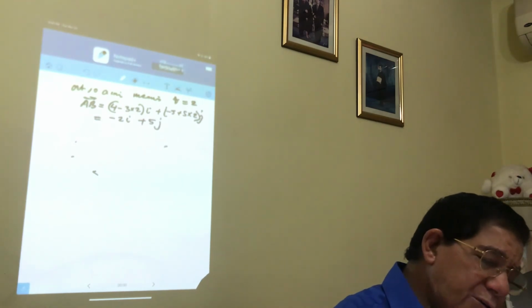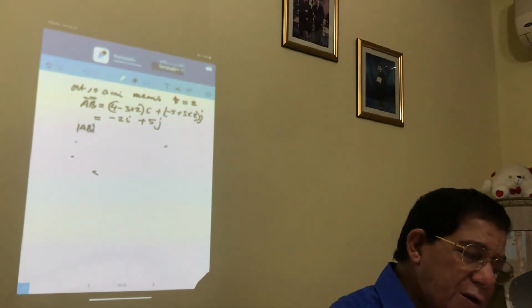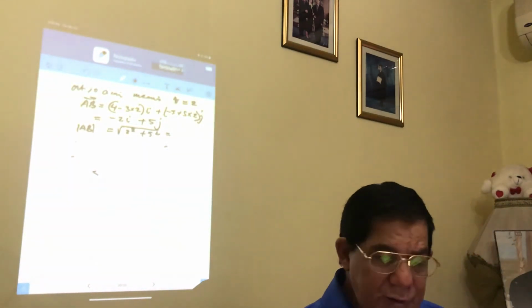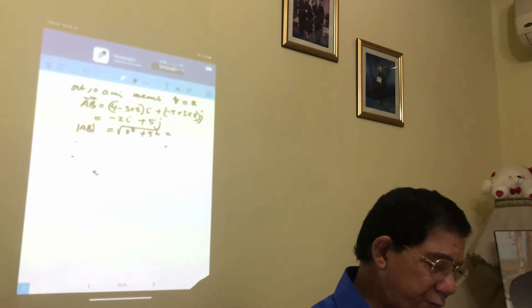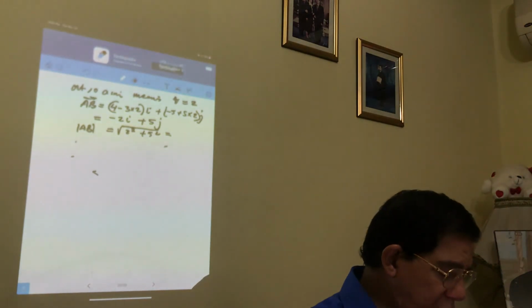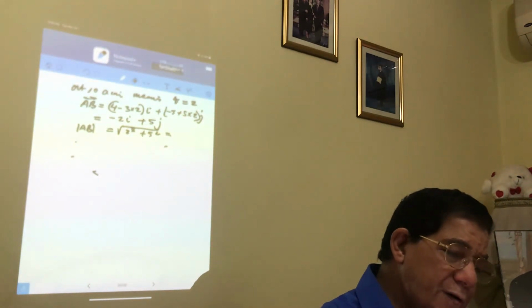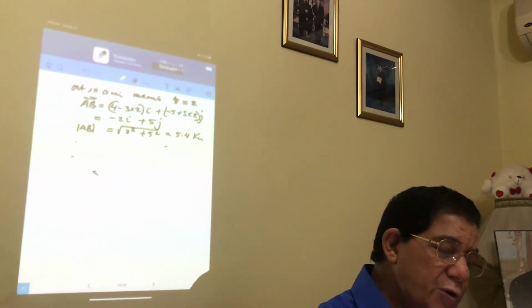Therefore, the distance AB, not the vector but the distance, is the square root of 2 squared plus 5 squared. We calculate this: the square root of 29, and we get the answer, which is 5.3, let's say 5.4 kilometers to two significant figures.